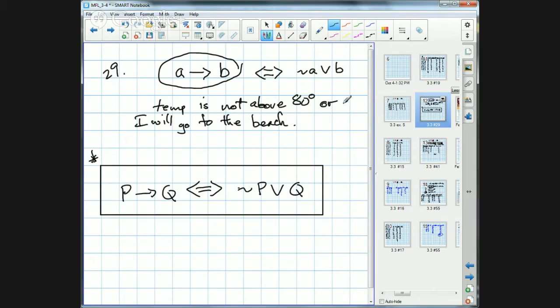There's probably about five or six ways to word it. We're not being fussy about the English, but yeah, you did it correctly.